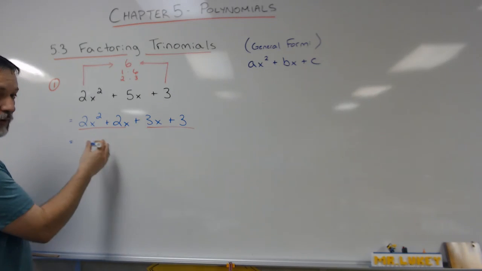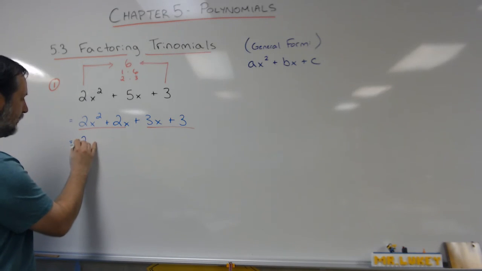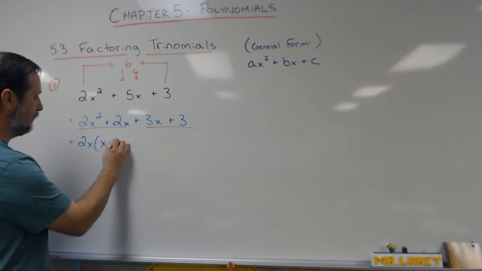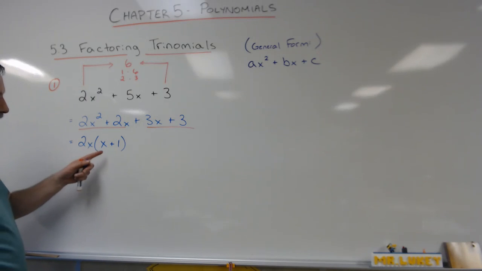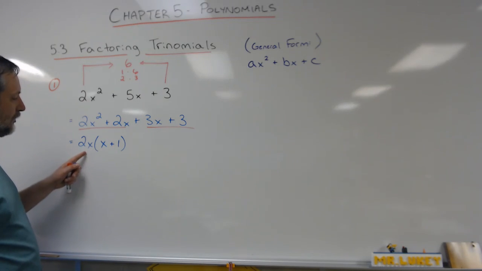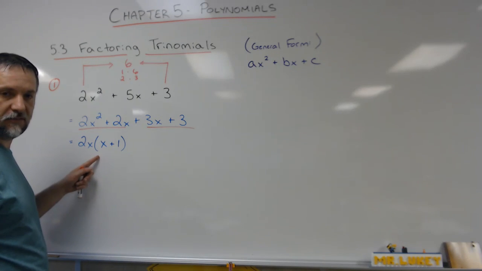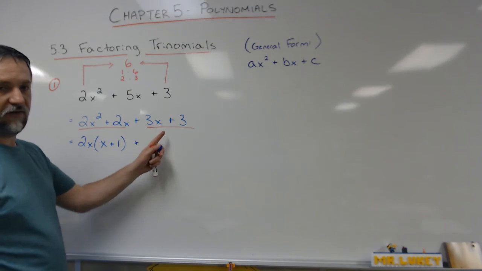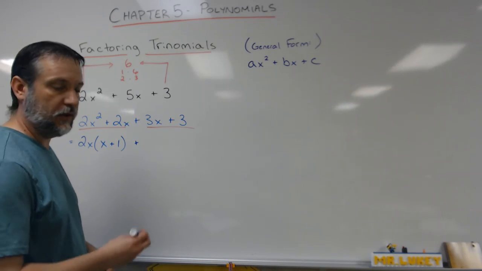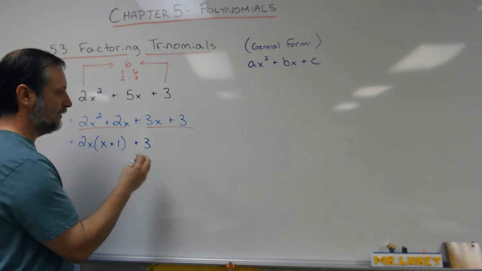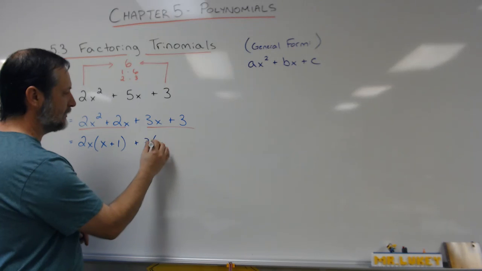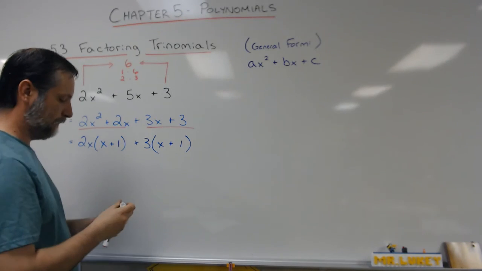So 2x squared and 2x, well, it turns out that 2x is my greatest common factor. So 2x times x will get me back to 2x squared. 2x times 1 will get me back to 2x. So this is broken down into 2x times x plus 1 for those first two. Now I've got to find the greatest common factor between 3x and 3, which is just 3. What does that leave me with factoring wise? So 3 times x plus 1.